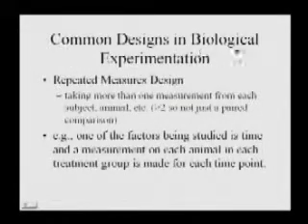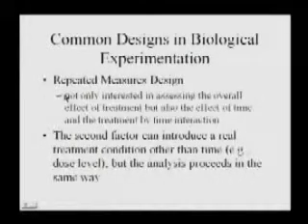So continuing with some common designs in biological experimentation, there can be a repeated measures design. So this means taking more than one measurement from each subject, animal, plant, cell, whatever the sample is. So more than two, so there's not just a paired comparison. For example, one of the factors being studied is time, more than 2 time points, and a measurement on each animal in each treatment group is made for each time point. We'll see some examples of this in a moment.